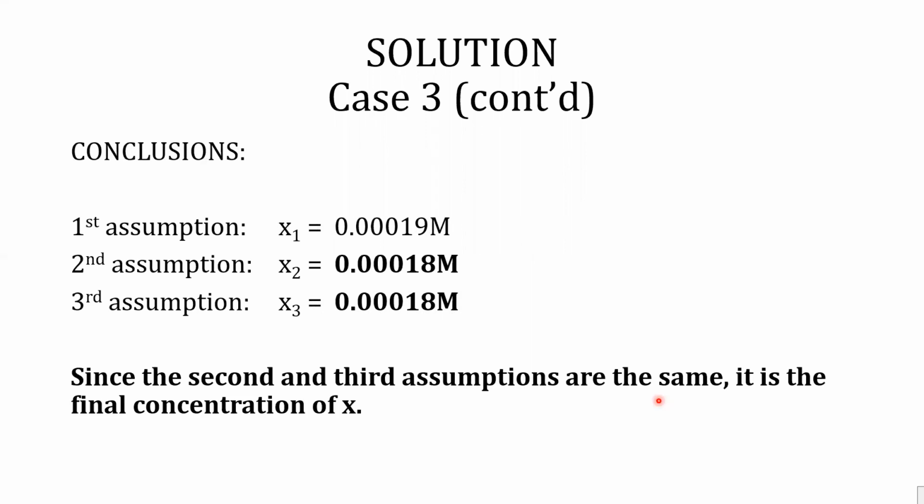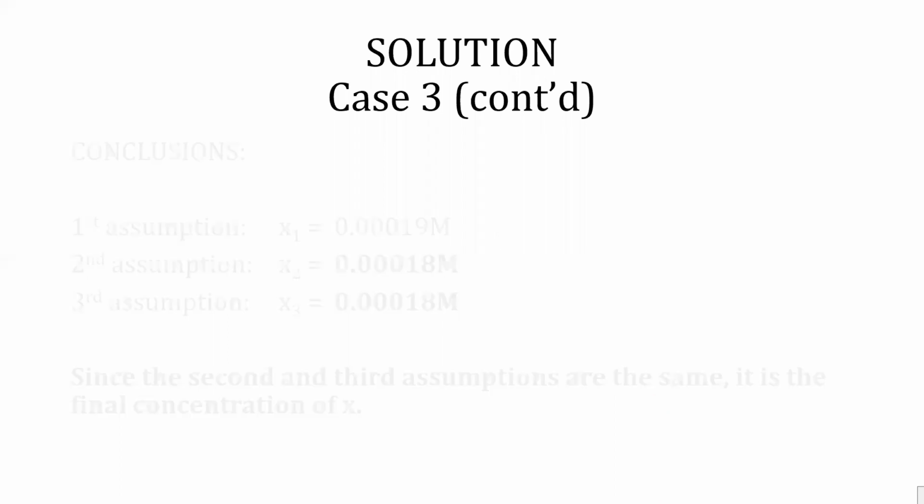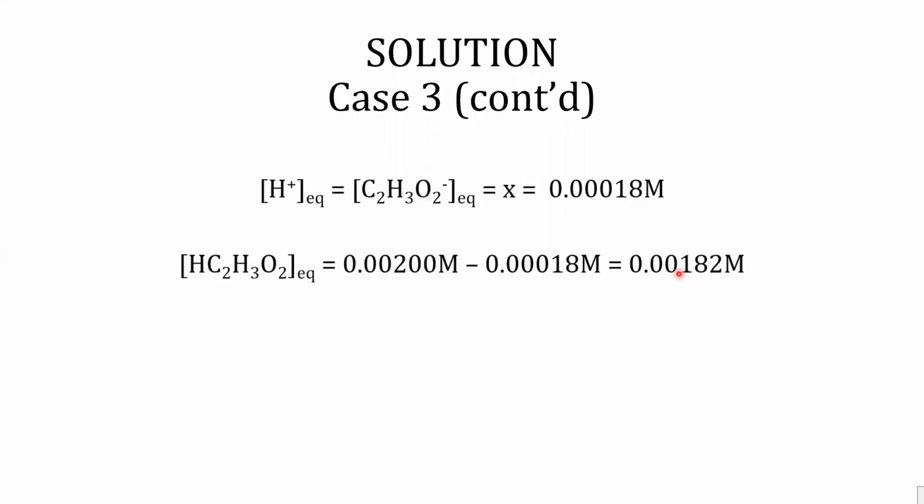The equilibrium concentration of H plus equals that of C2H3O2 minus, or 0.00018 M, and for HC2H3O2, the equilibrium concentration is 0.00200 minus 0.00018, or 0.00182 M.